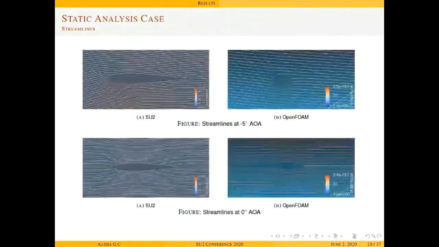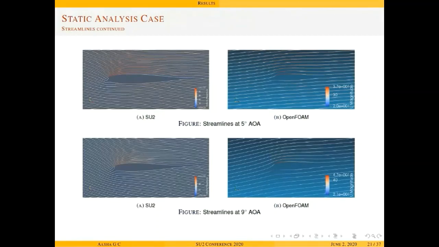These are the streamlines for the static case, for -5 and 0 degrees. The difference again lies in the values, but not in the formation of streamlines and the movement of streamlines along the airfoil. The streamlines at 5 and 9 degree angle of attack are shown here, and again, apart from the highest value for the velocity, only minor changes are observed around the airfoil streamlines.